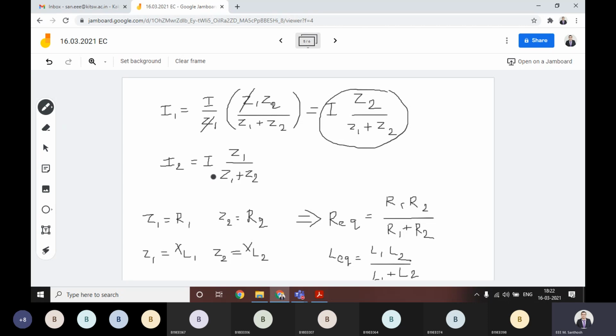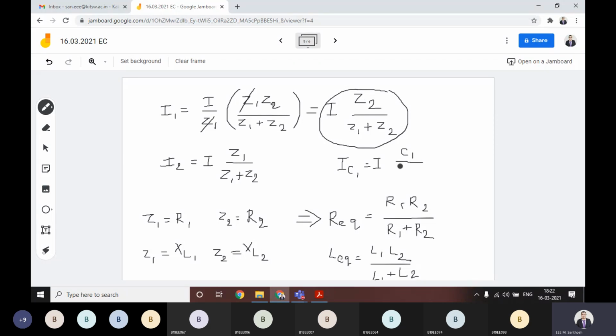In the case of inductance also, IL1 is I into L2 by L1 plus L2, and IL2 is I into L1 by L1 plus L2. Then what about the capacitance case? Can anyone tell us the value of IC1? I into C1 by C1 plus C2. Very good. In this case, the difference is you will get not Z2 here, but Z1 only.